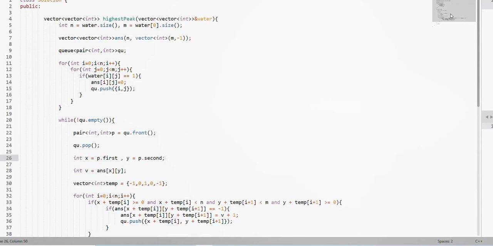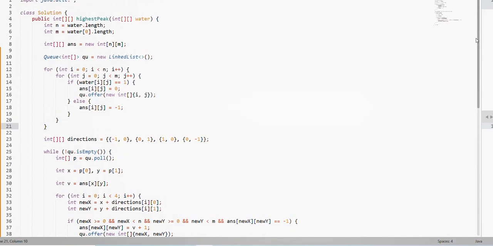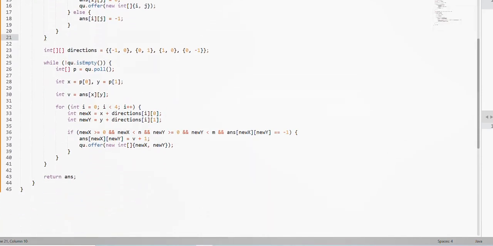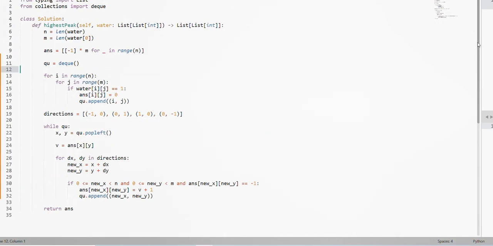Let's see the implementation in other languages. So this is the implementation in Java, and this is the implementation in Python language.